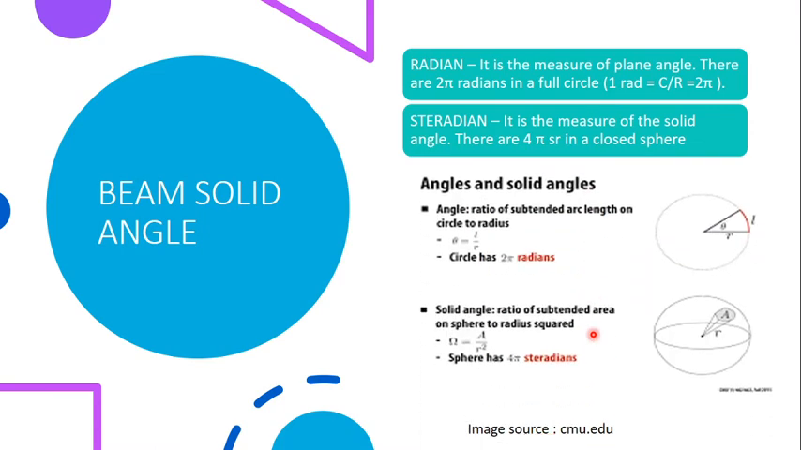So beam solid angle we are going to describe in terms of two things. One is the radian and the other one is the steradian. So radian is nothing but the ratio of the subtended arc length on the circle to the corresponding radius. So this arc is nothing but the outer region, which is the circumference of the circle. So what is the circumference of the circle? It is 2 pi r divided by the radius. So 2 pi r divided by r becomes 2 pi. That is why we say that the circle has 2 pi radians.